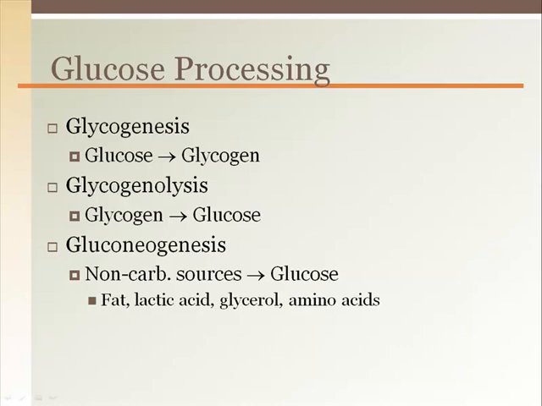Glycogenesis is the formation of glycogen from glucose. We do this after a meal when there is plenty of glucose, so we want to store some for later. The way we store glucose is in the form of glycogen. After a while, before our next meal and when blood glucose levels begin to drop, the ability to break down the glycogen to get some glucose again is called glycogenolysis.